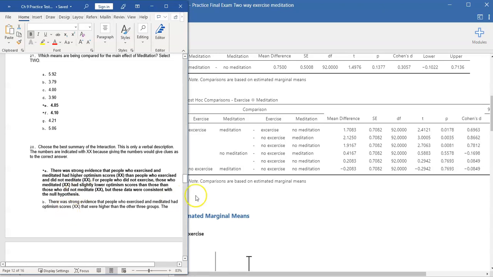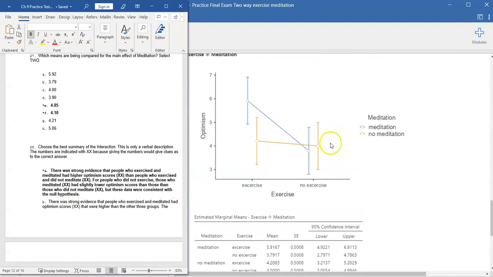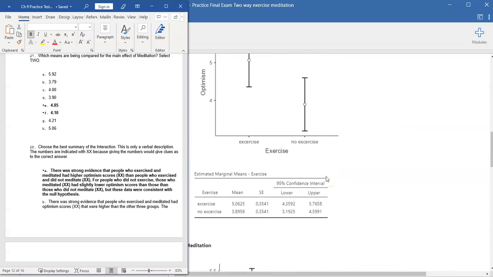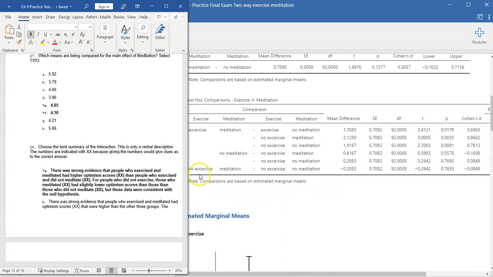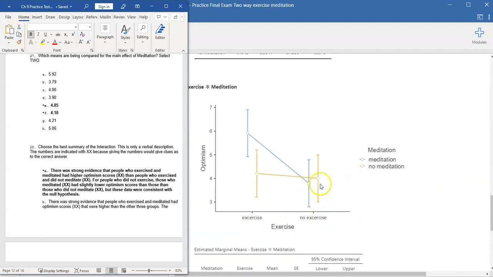And then there's kind of a different story for the people who did not exercise. You can see that here. For the people who didn't exercise, the people who meditated did slightly worse in terms of their optimism. But when you go up and look at the graph for that, no exercise, meditation, no exercise, no meditation, you're comparing those groups, you can see that that p-value is very large. It's not compelling. That difference is likely just due to sampling error. This difference here is probably just sampling error.